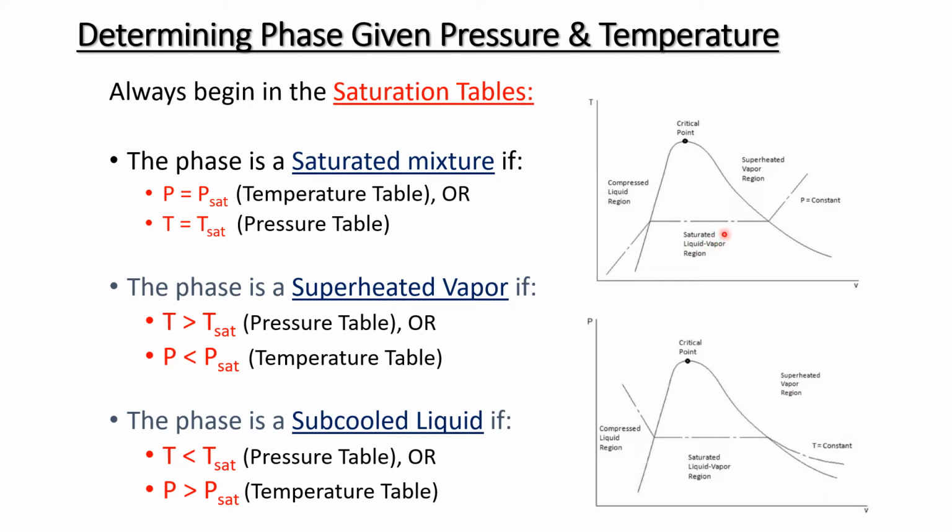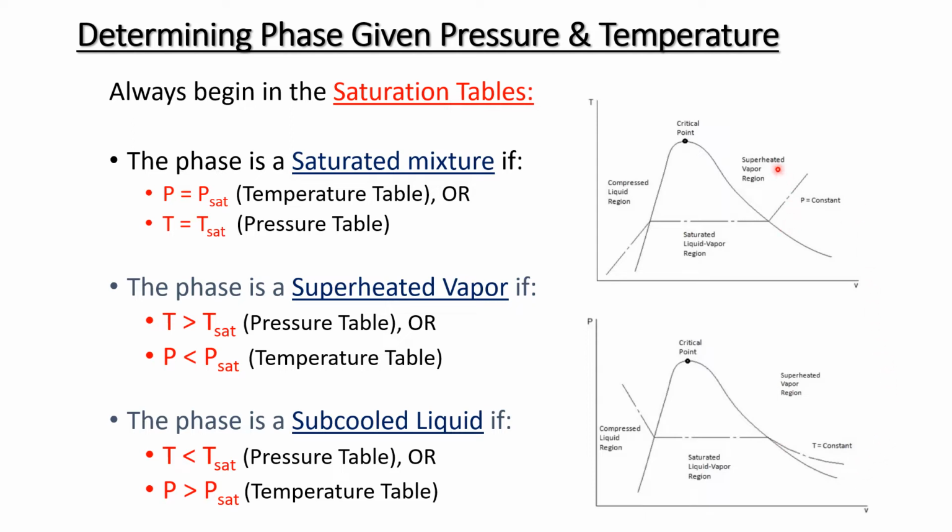Now, let's plot a constant pressure line on this Tv diagram. A constant pressure line goes up to the right on a Tv diagram, but is always horizontal under the vapor dome, and then up to the right. On a Pv diagram, we would have a constant temperature line. And constant temperature lines go down to the right, but are always horizontal underneath the vapor dome, and then they continue down to the right.